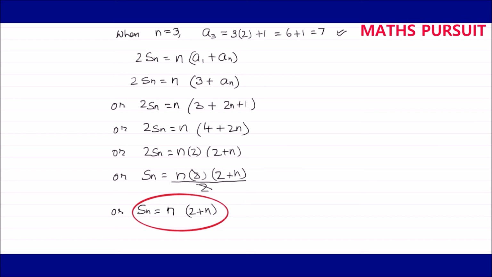So this is the sum of the first n terms of the given AP. Guys, this is our answer and we are done with this. Hope guys you understood this process or this calculation. This is very simple and very straightforward.